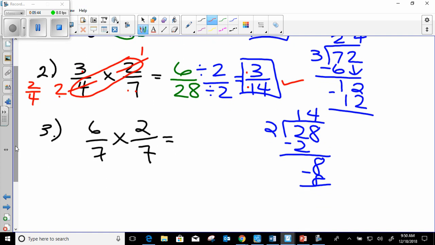And the last one, number 3. I don't think I could cross cancel, can I? A 6 and a 7 and a 2 and a 7. So 6 times 2 is 12 and 7 times 7 is 49. Do you think we could reduce that any further? Let's see. I don't think we can.